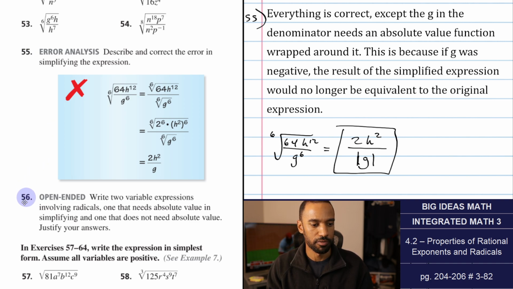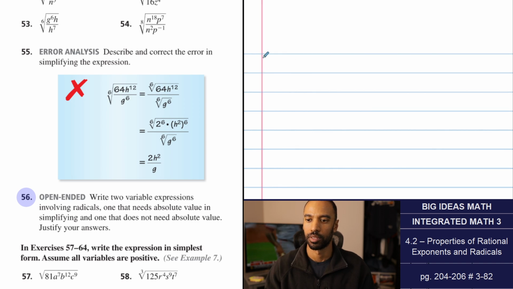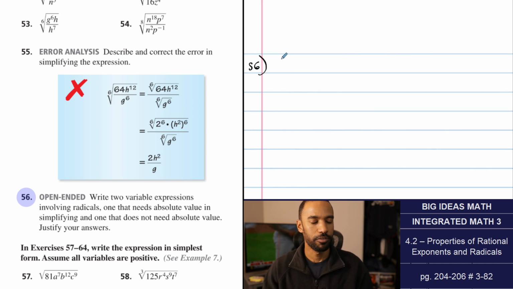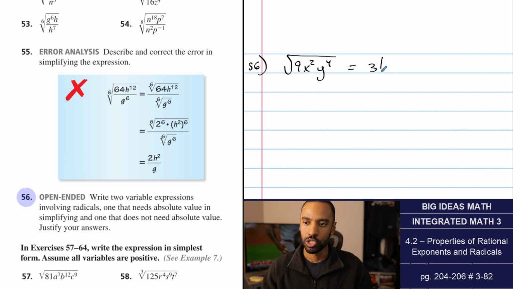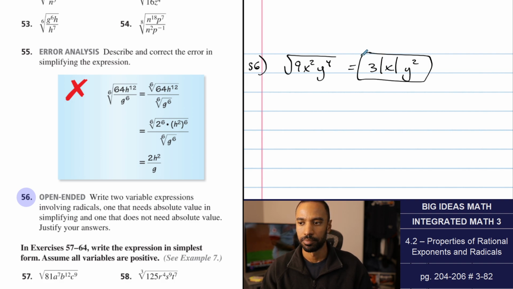Write 2 variable expressions involving radicals, one that needs absolute value in simplifying, and one that does not need absolute value. Justify your answers. I wonder if justification is with substitution of numbers. Maybe we should actually show it here. On one of them, we can do something like the square root of 9x squared y to the 4th. Okay, so this one needs it. This is 3 times the absolute value of x times y squared. This is because, once again, this x went from squared to no longer raised to an even power.